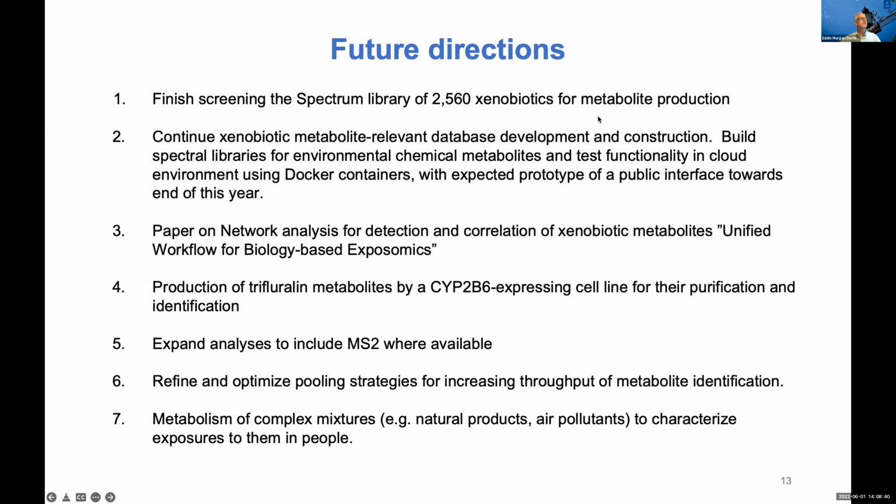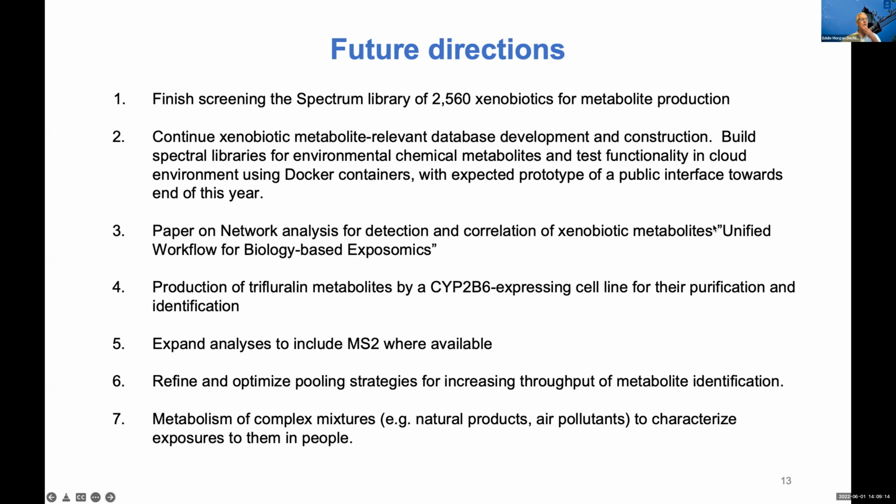I'll quickly go over our future directions. We're finishing screening, we call it screening, but generating metabolites from a spectrum library of 2,560 different xenobiotics for metabolite production. Shizao's group is going to continue developing xenobiotic metabolite relevant databases and build spectral libraries for these environmental chemical metabolites, testing the functionality in cloud environment using Docker containers. And there's a prototype expected of this towards the end of the year.